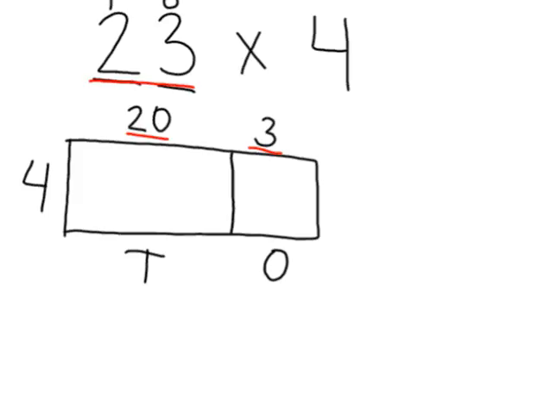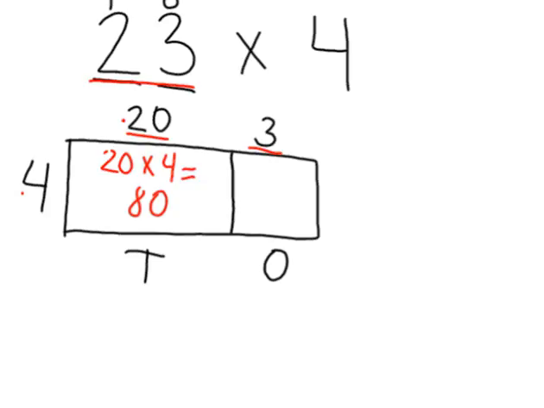And now I'm ready to multiply. I'm going to multiply my tens box, or my array. So I'm going to take the 20 and multiply it times the 4. So 20 times 4, you can do that several different ways. I know 20 plus 20 plus 20 plus 20 is equal to 80. So I'm going to put my partial product as 80, because 20 times 4 is equal to 80.